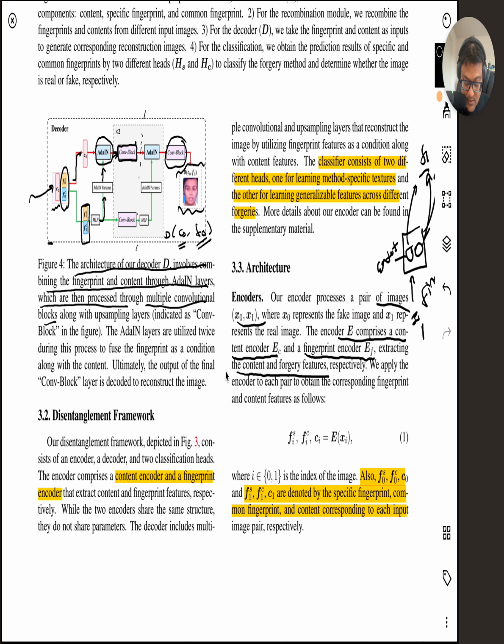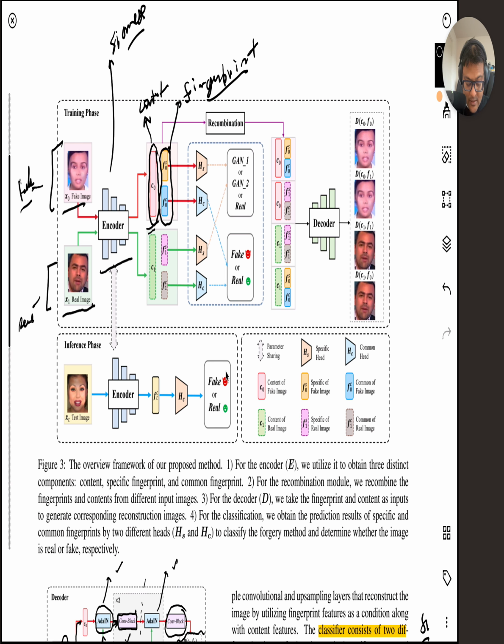As you can see, there are two convolutional blocks along with the upsampling layer, indicated by conv block. So the conv block is the upsampling layer, and they're using adaptive instance normalization twice. That's the whole point here, and that's how they're able to build this kind of decoder. Now this is their method, and let's look at the key point and how they are able to actually train this whole thing.